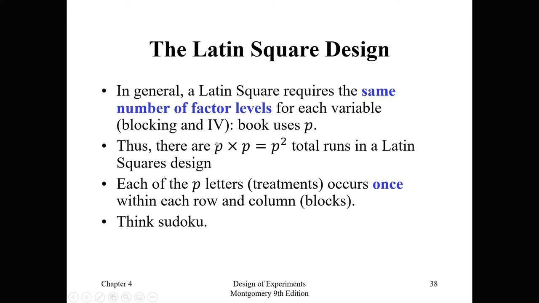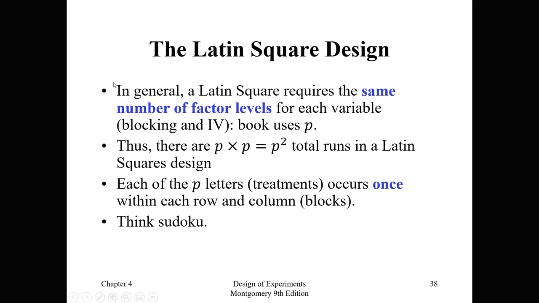That means that there are P times P, or P squared, total runs in a Latin square design if we use P as the total number of factor levels in any given factor. And again, you can just think about that square. If I have P columns and P rows, there's going to be P times P, or P squared, total number of observations.